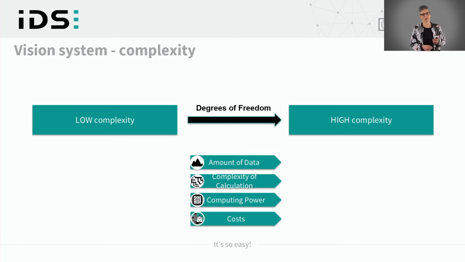This means when moving from low to complex vision systems, the amount of data will increase. The complexity of calculations will increase. This means you have to use a more powerful computing system to achieve the same frame rate as with a low complex vision system. And this, of course, will raise the costs.